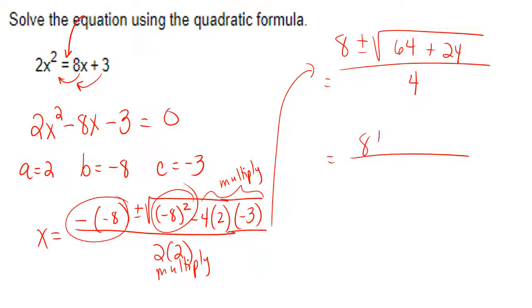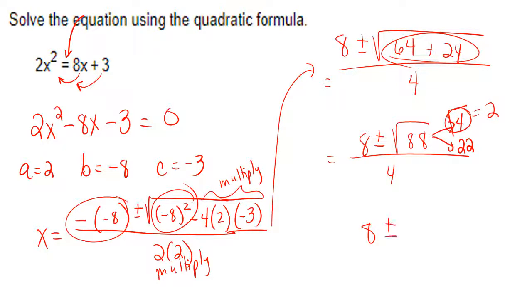Now, let's simplify. 64 plus 24 will give me 88. And 88 is a radical that can be simplified. If you think about it, its factors are 4 times 22. Now 22 is not a perfect square, but 4 is. So the square root of 4 is 2, and we can rewrite this as 8 plus or minus 2 square root 22, simplifying that radical.